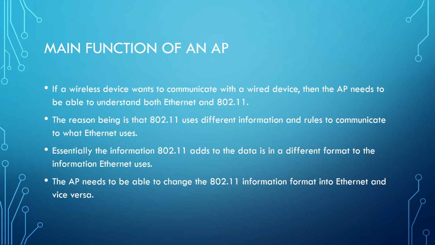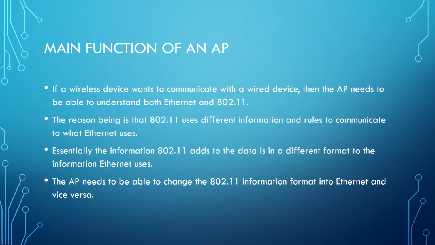So, if a wireless device wants to communicate with a wired device, what do we do? Obviously, we know that's allowed, because we could be on a laptop and still connect to a server, which is wired. Or I could be on my laptop and still communicate with my computer, which is wired into our home hub, our home router. So the AP needs to be able to understand both Ethernet and 802.11: 802.11 on one side, Ethernet on the other side.